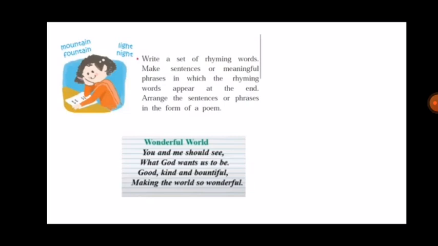The poem is written down as you can see. The first stanza says the name of the poem is Wonderful World. You and me should see what God wants us to be. Good, kind and beautiful, making the world so wonderful.